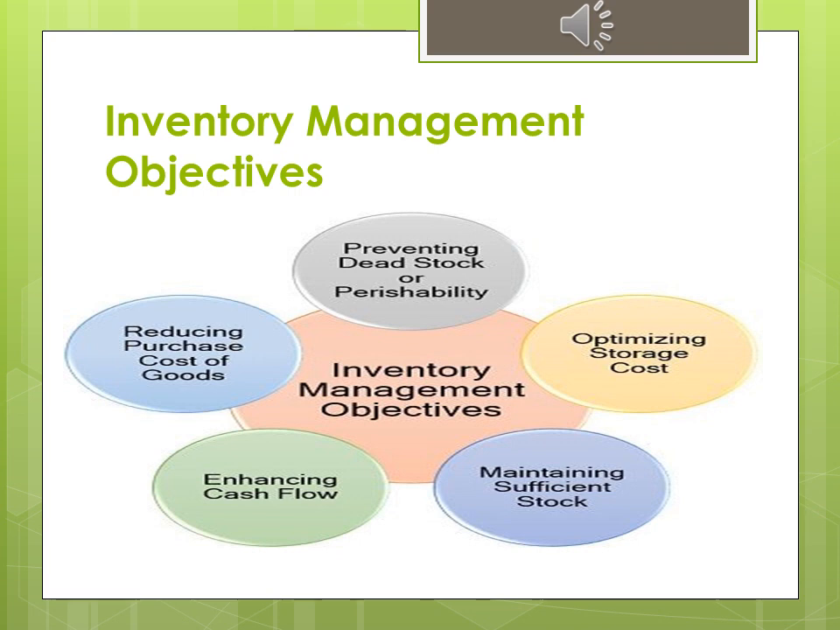They are optimizing storage cost, maintaining sufficient stock, enhancing cash flow, reducing the purchase cost of goods, and preventing dead stock or perishability. Basically, it is the optimization of inventory. So we will make the most out of our inventory, and the return on investment in inventory should be optimal, because our major cost in the business is inventory. So we have to be very prompt in inventory management, and we have to achieve all these objectives to reach the main objective of inventory optimization.